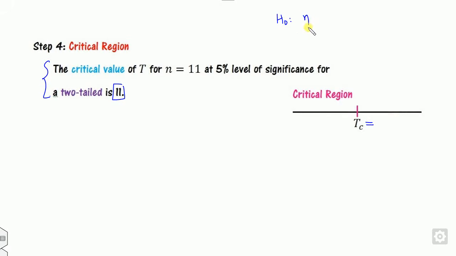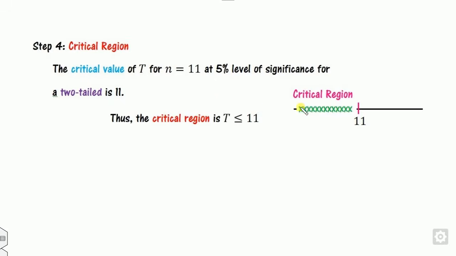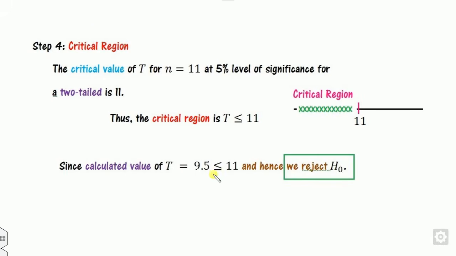Look at that. What is my H0? Here H1 is not equal to, it means this is my two-tailed test. If it is two-tailed, then the value is given as 11. This is my critical region, so you have to write T is less than or equal to 11. The value of capital T we obtained in step 3 is 9.5. So 9.5 is less than 11, so it lies here. It means we reject H0.